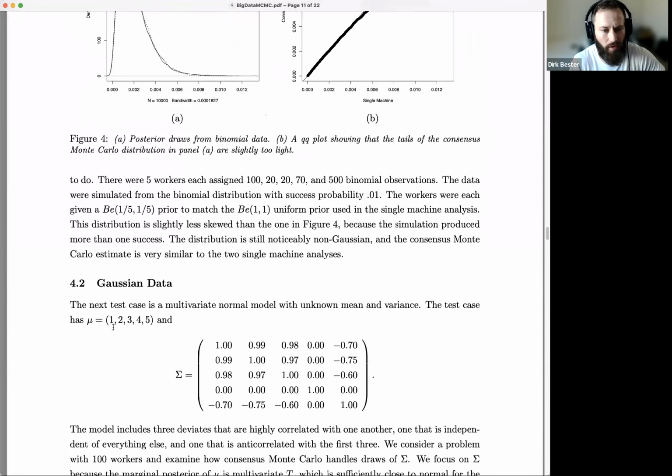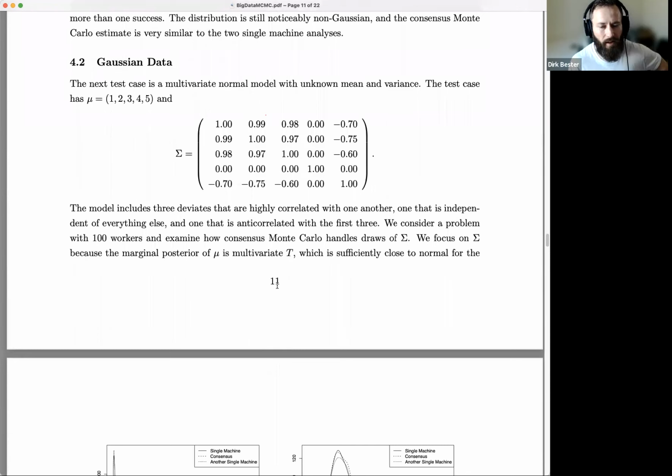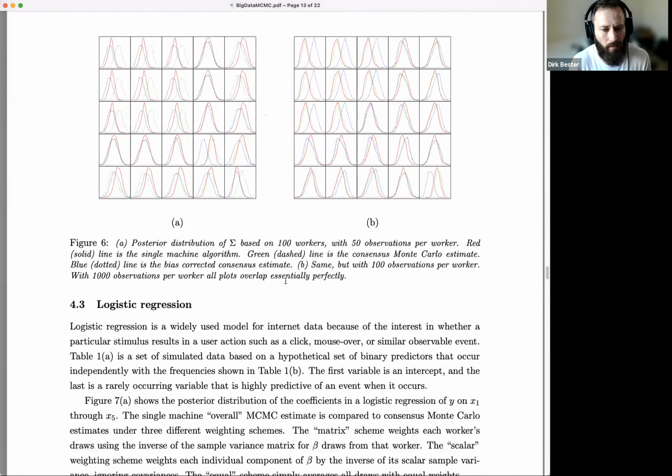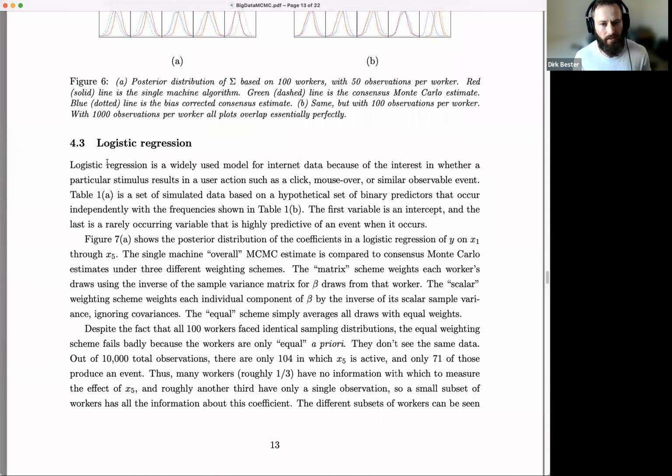The second one is also another very theoretical case, where you have a Gaussian distribution and ask what would happen if we estimate it? These examples are so theoretical, I don't even think they're very useful other than for checking some ground truth assumptions. The interesting things come in 4.3, when they start saying, let's say we have a logistic regression.